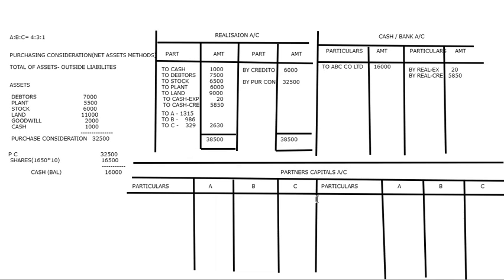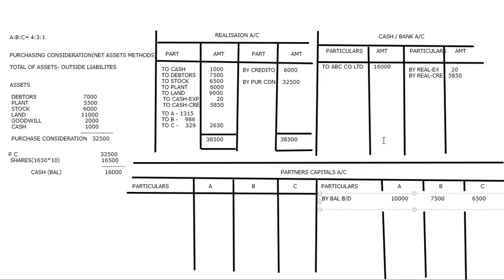Now come down to the capitals. So capitals here we are going to take capitals being a part of a liability. Their opening balances will be always on the credit side, and we are going to write by balance brought down. So first person is 10,000, second person is 7,500, and third person is 6,500. Now this is done.